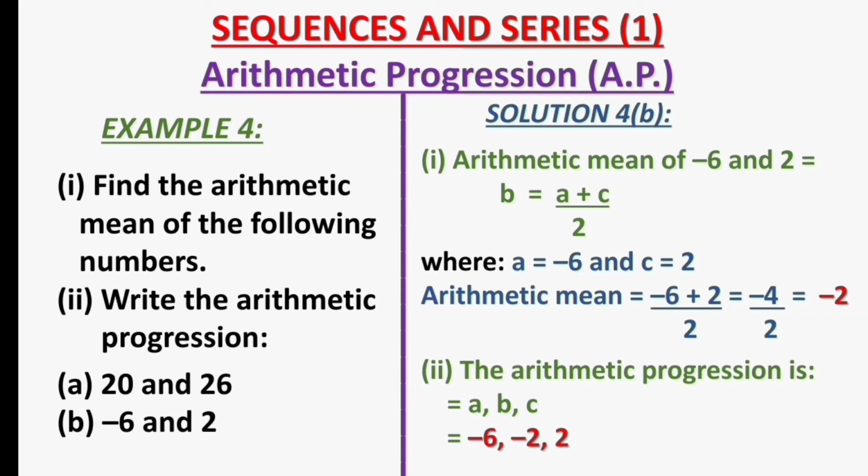In example 4b Roman figure 2, the arithmetic progression is A, B, C. Since A is the first number minus 6, B is the arithmetic mean minus 2, and C is the third number 2, the arithmetic progression is minus 6, minus 2, and 2. I hope you got that right again. Of course, this is an arithmetic progression because it has the common difference 4. I hope the solutions to example 4 are all clear to you.